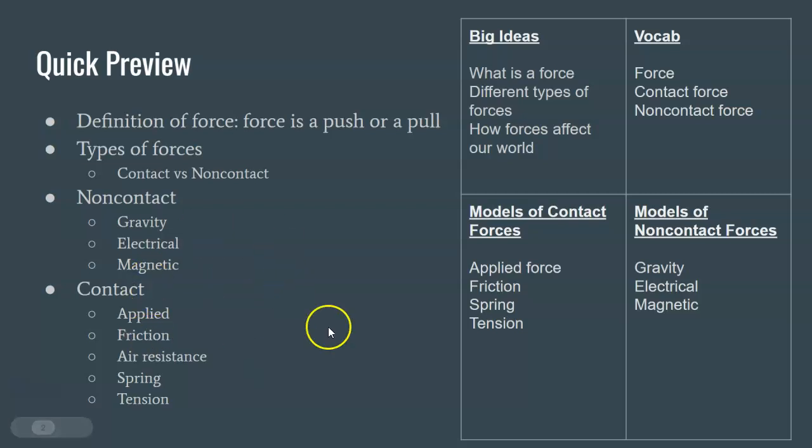All right, so this is a little quick preview. Your notes will kind of look like this. We'll focus on non-contact forces and contact forces.